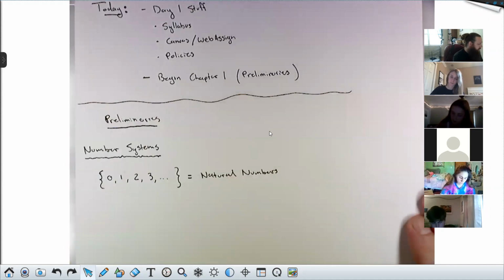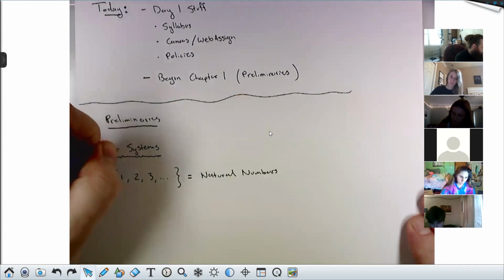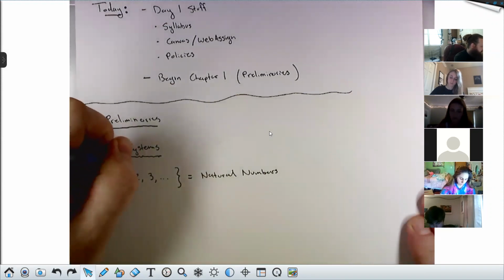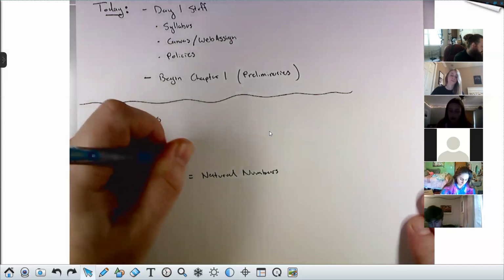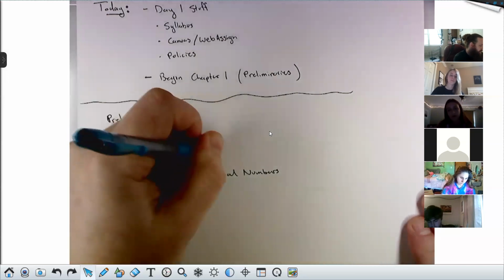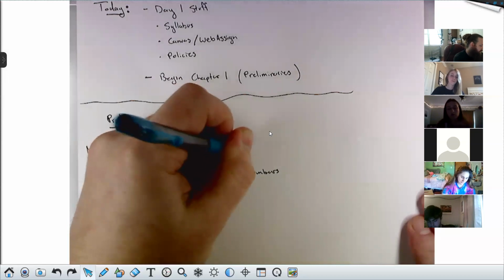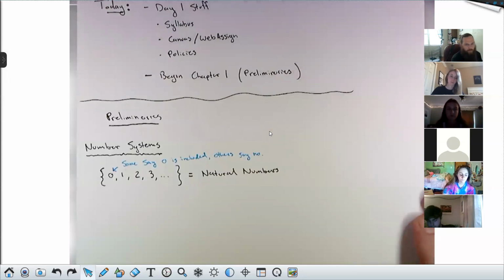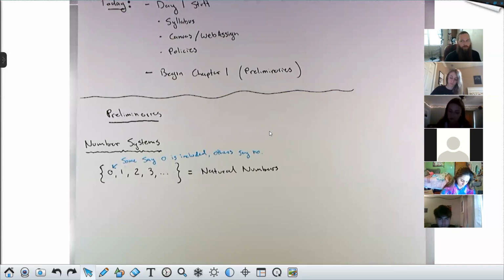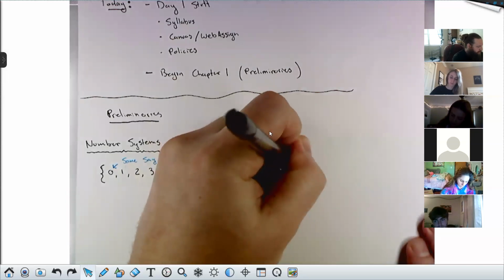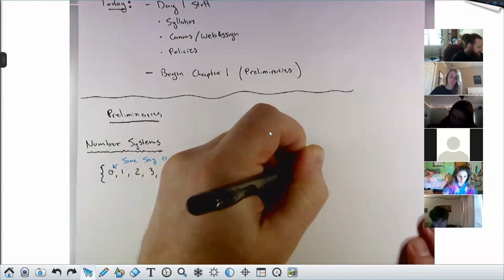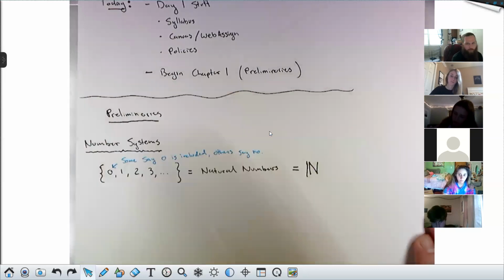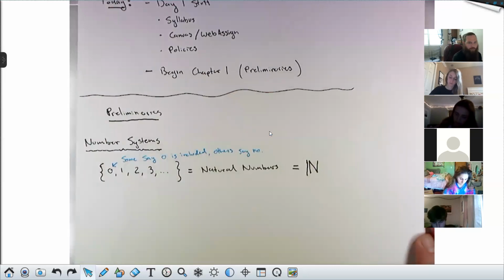And depending on who you ask, some people will say 0 should be in this set. Some people will say 0 should not be in this set. So for example, in France, 0 is always considered a natural number. In Germany, 0 is not considered a natural number. But when I refer to the natural numbers, I'm always including 0. And if I want to refer to this set as a single object, I will use this notation. It is a blackboard bold N for number or natural.